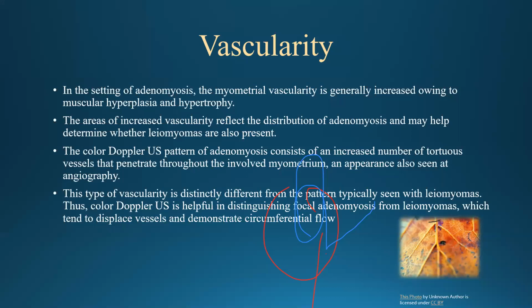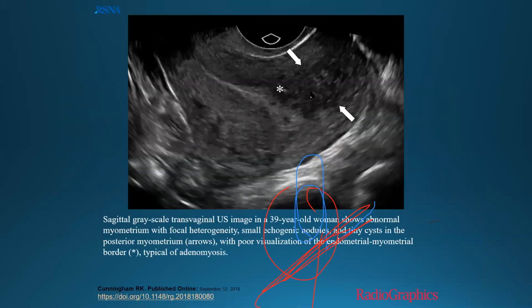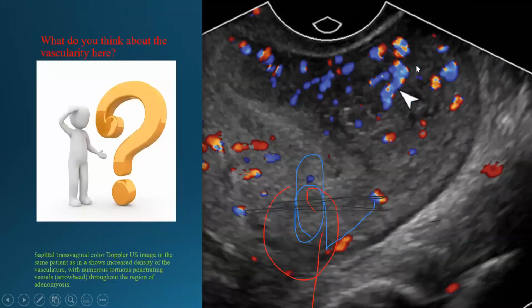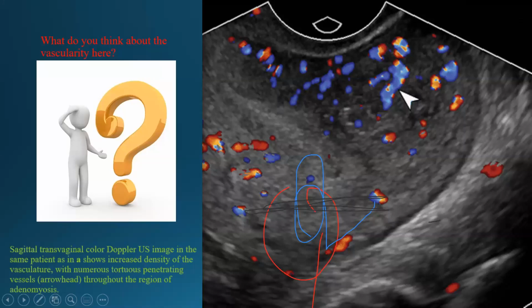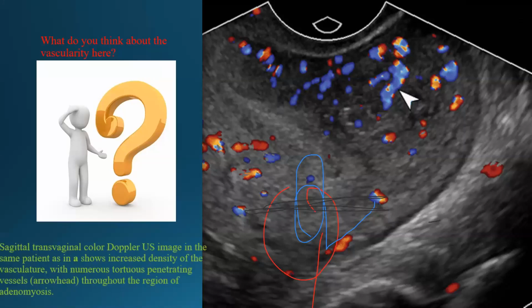So this is a sagittal grayscale. This is the 2D picture without putting the color Doppler. You could still see some heterogeneity in the myometrium with cystic lesions and nodules in the posterior myometrium. If you put the color Doppler like this, we're going to see the increased vascularity, and there are these characteristic tortuous vessels. These characteristic tortuous vessels penetrating through the myometrium are diagnostic for adenomyosis.